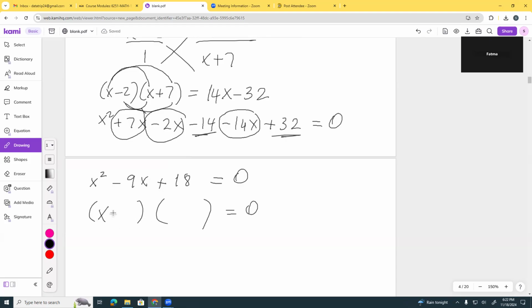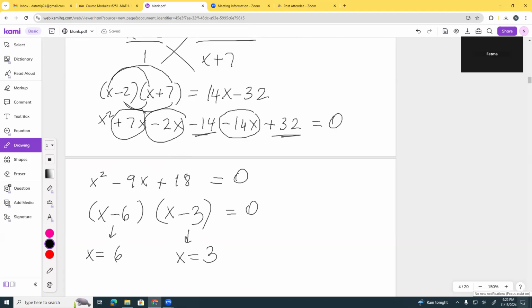x minus 6 and x minus 3. Good job. Because these two numbers, when you multiply them, they're 18. When you add them, they're a negative 9. So this one gives the x equals what? 6. The other one gives the x equals 3. So how many solutions we have? 2. Are we going to accept both?